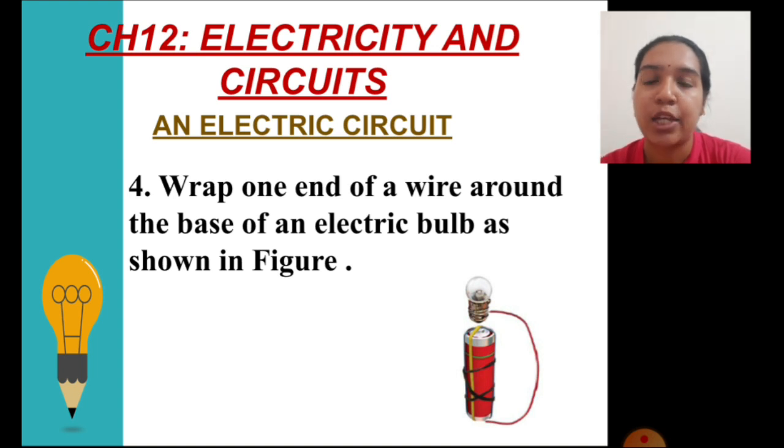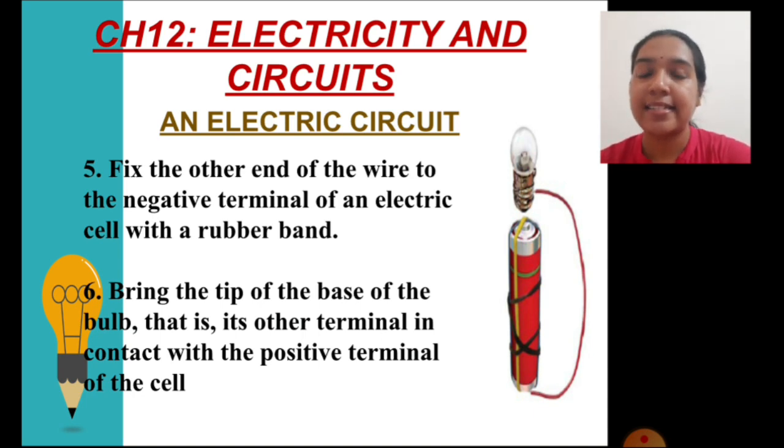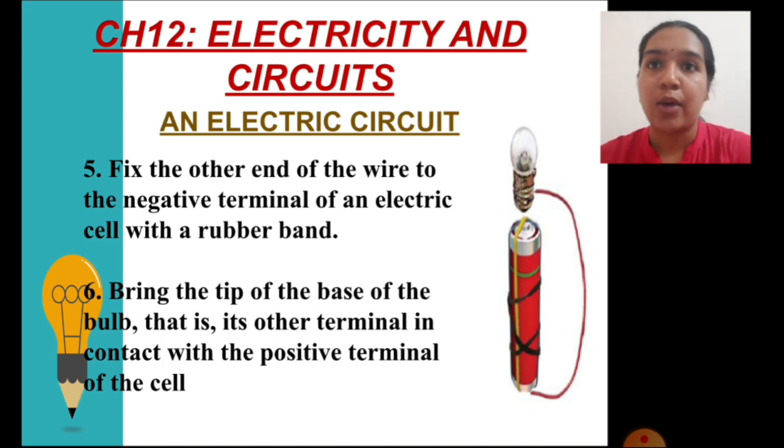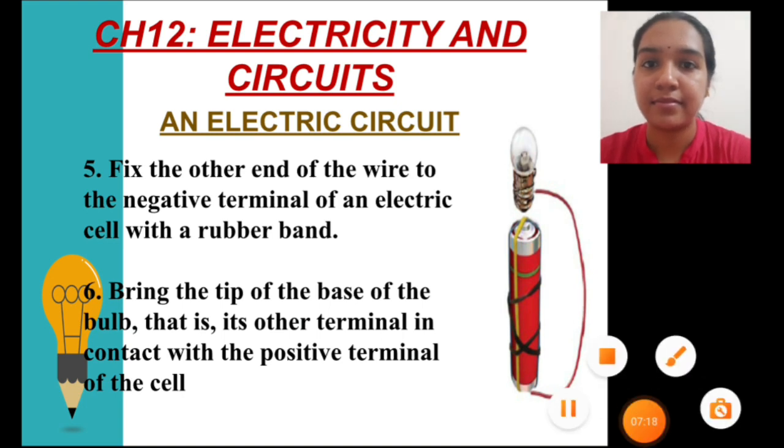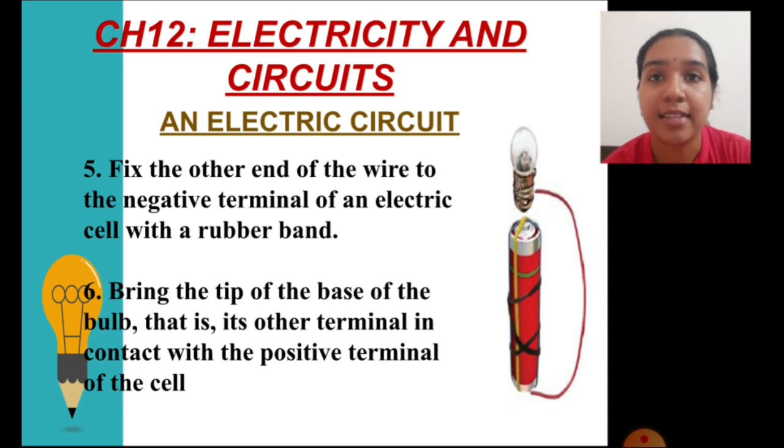First, you will wrap one end of the wire around the base of the bulb, as you can see in the image. For this purpose, you can use an insulating tape. Next, fix the other end of the wire to the negative terminal of the electric cell, that is at the metal base of the electric cell, with a rubber band. Now slowly bring the tip of the base of the bulb in contact with the positive terminal, that is near the metal cap side of the electric cell.